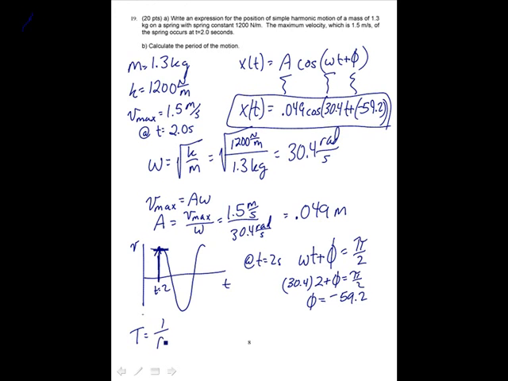The period is 1 over the frequency. We also know that omega is equal to 2 pi f. The angular frequency and the frequency are related in that way. So my frequency is omega over 2 pi, so I can plug that in over here, and I get a period of 2 pi over omega, just 2 pi over 30.4, which gives my period as 0.21 seconds. There are the multiple choice answers.